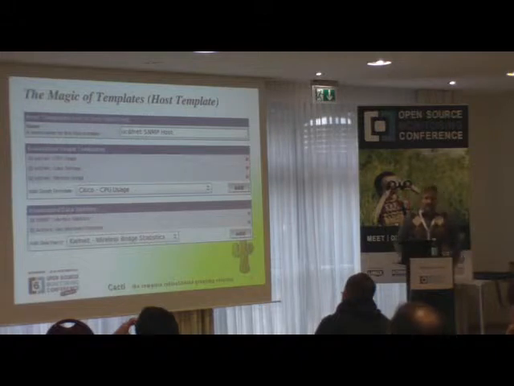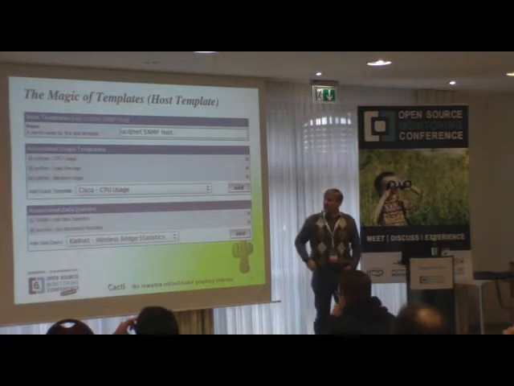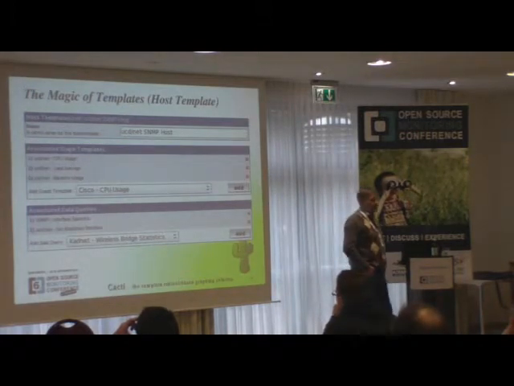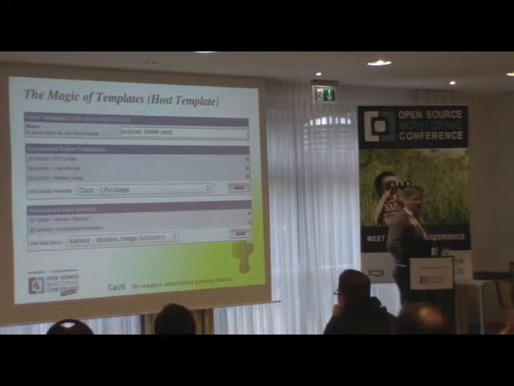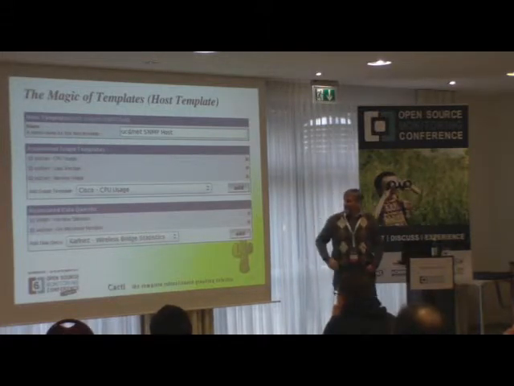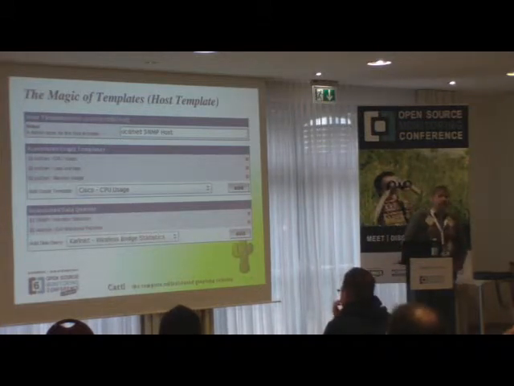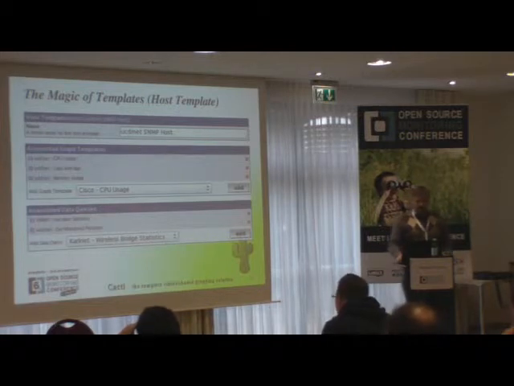At last, this is the host template, which groups several graph templates, in this example, CPU usage, load average, memory usage, and on the lower side, the table-related data templates like SNMP interface statistics and monitored partitions, which shows you the usage of your file system partitions.